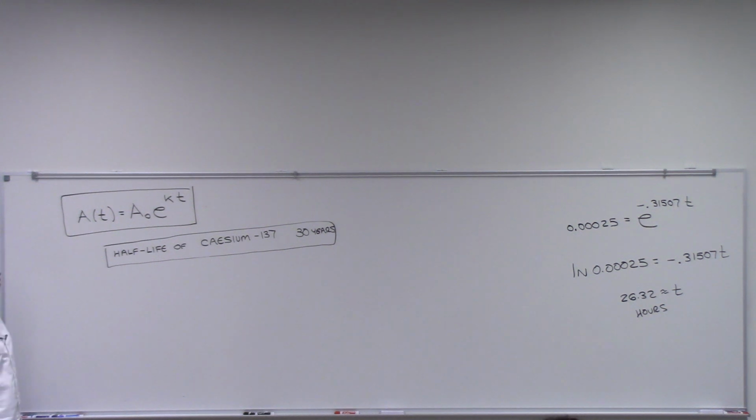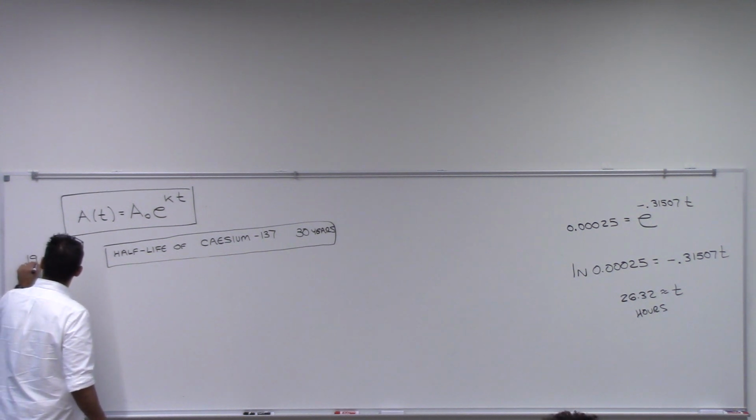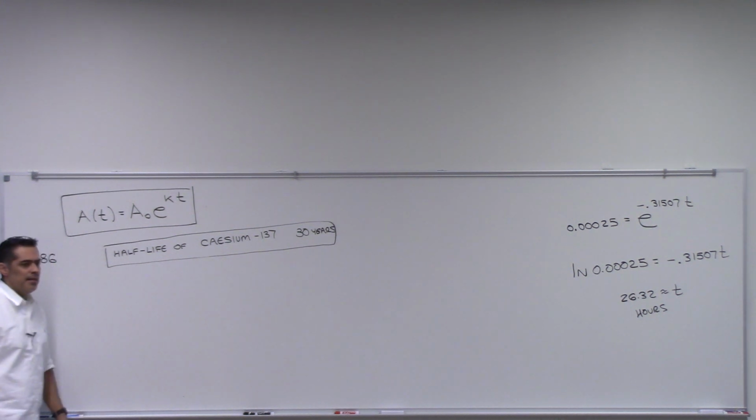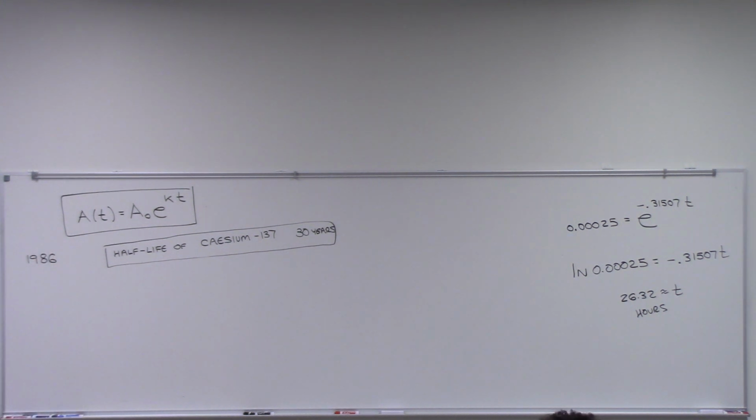30 years. All right. So when did the accident happen? The Chernobyl disaster was in, most of you were not alive, 1986. Was it 86? Pretty sure. Let me see, hold on. Yeah, 1986. So 1986 is when this happened. All right, it's a huge thing.